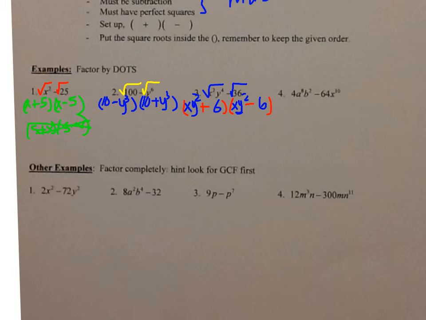Okay? And number 4 here, we have 4a to the 8th b squared minus 64x to the 10th. All right, so everything is a perfect square, so let's set up the parentheses. So I have 2 parentheses here. Just going a little bit lower here to give myself a little bit more room. I'm going to put the minus and then the plus here. So we're going to do square roots here.